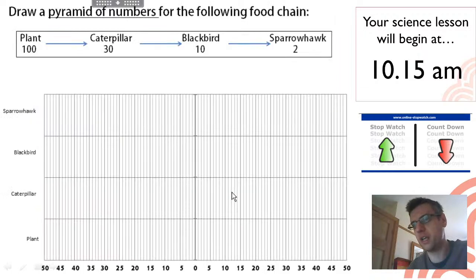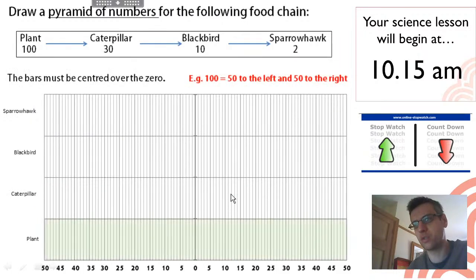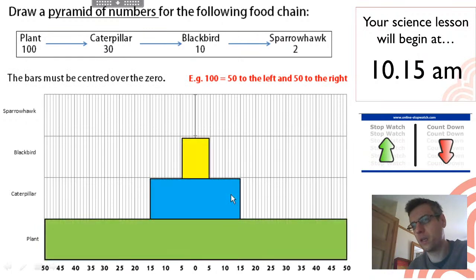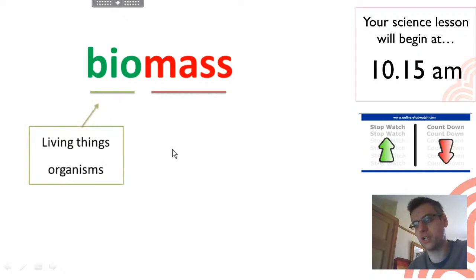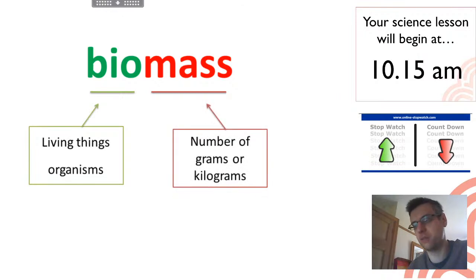Sometimes we put it in a pyramid of numbers, which I've shown you before. And that shows the number of organisms at each level of a food chain. Then we have biomass. Bio means living things, living organisms. Mass is grams, kilograms, tons even. How much of a substance in grams or kilograms? So biomass is the number of grams or kilograms or tons of living organisms.